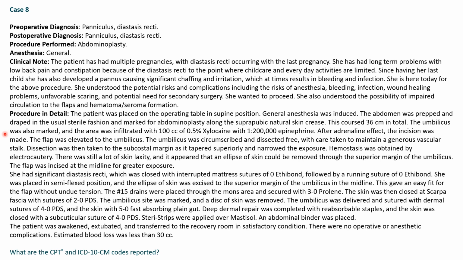After adrenaline effect, the incision was made. The flap was elevated to the umbilicus. The umbilicus was circumscribed and dissected free, with care taken to maintain a generous vascular stalk. Dissection was then taken to the subcostal margin as it tapered superiorly and narrowed with the exposure. Hemostasis was obtained by electrocautery.